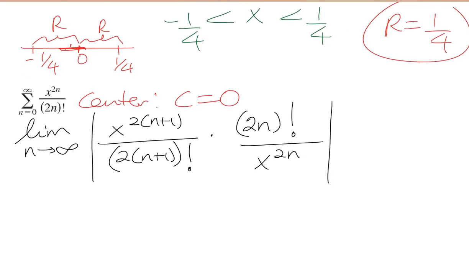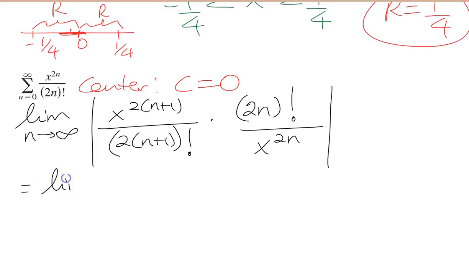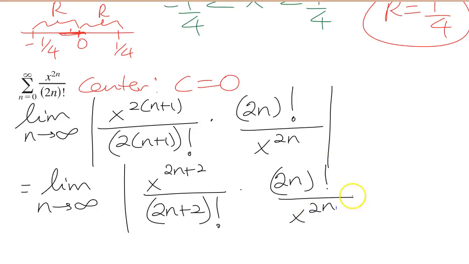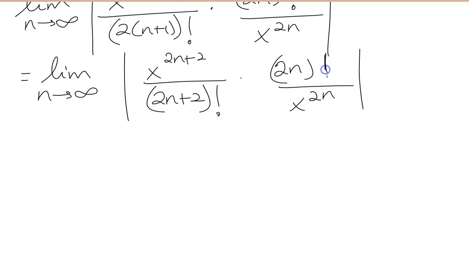Okay, so what is that going to be? A limit as n goes to infinity of x to the power 2n plus 2 over (2n plus 2) factorial, and here 2n factorial over x to the power 2n. Alright guys, be careful when you deal with factorials, okay? Remember the trick with factorials?